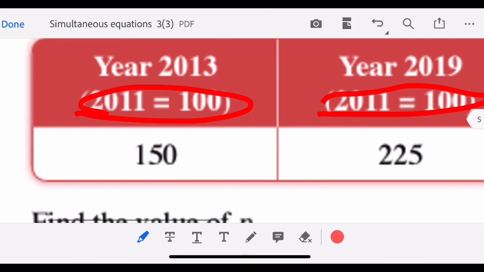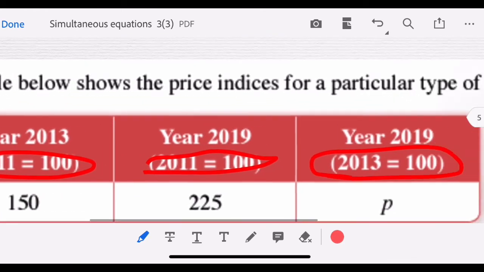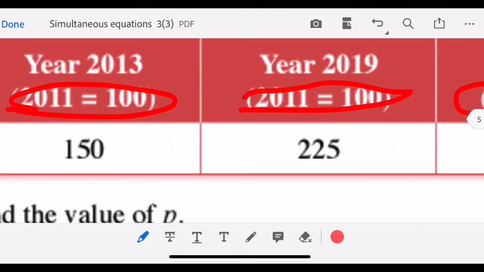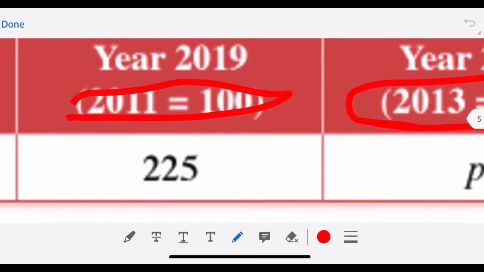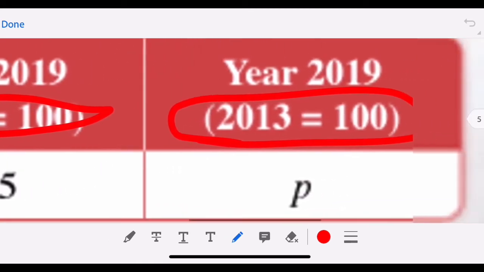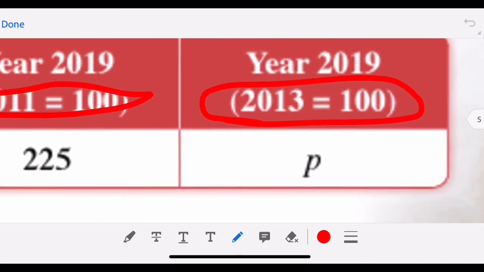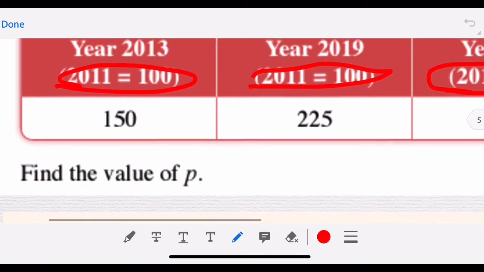So if I want to read, I will say, okay, this is actually price indices for a particular type of drink. For the year 2013 based on 2011 is 150. For the year 2019 based on the year 2011 is 225. For the year 2019 based on the year 2013 is P. Okay, so find the value of P.